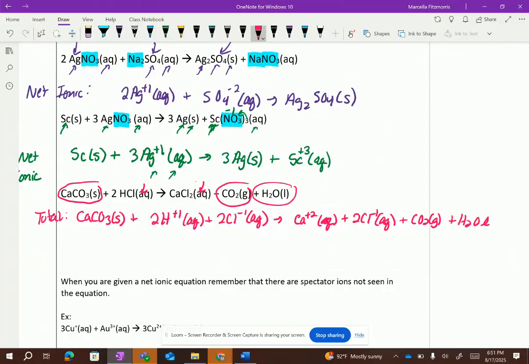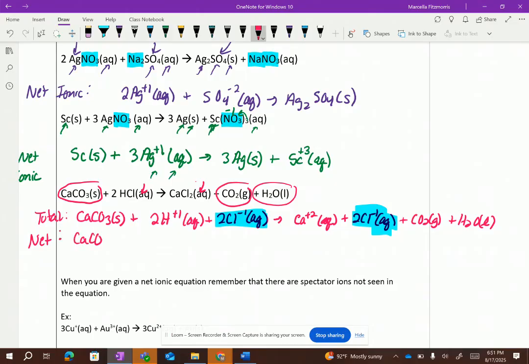H2O liquid. If you scan both sides real quick, you'll realize the only thing that's the same on both sides is that one I kind of identified earlier. That's my spectator. The rest is my net ionic equation.